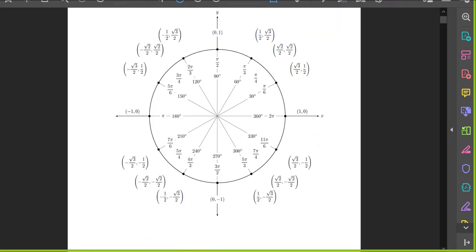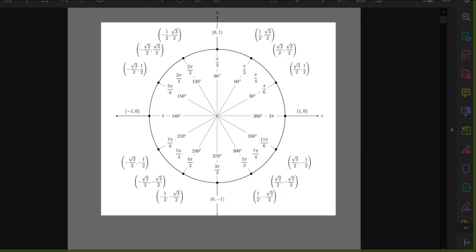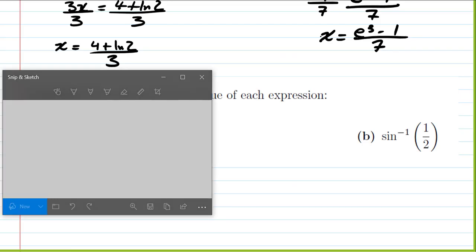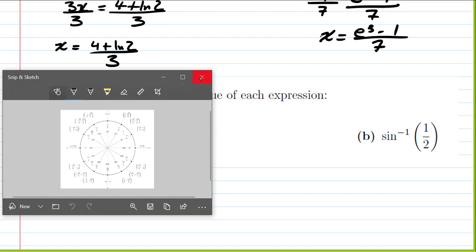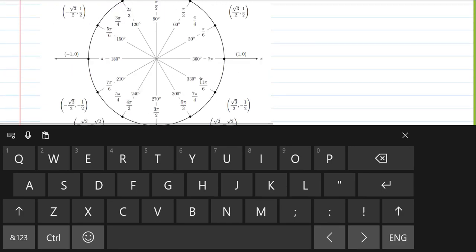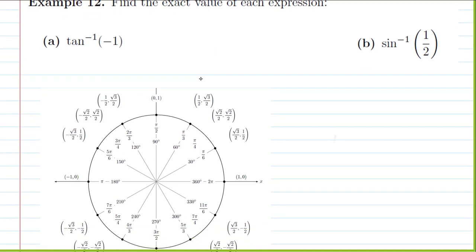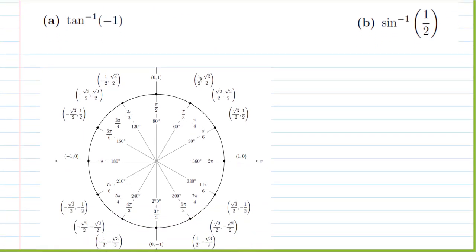Our first problem wants us to find when inverse tangent is equal to -1. Well, by definition, tangent is y divided by x. So if y divided by x needs to be -1, that means y and x have to be the same number but have opposite signs. So we need y divided by x to equal -1.